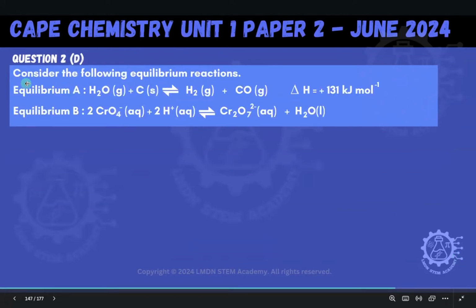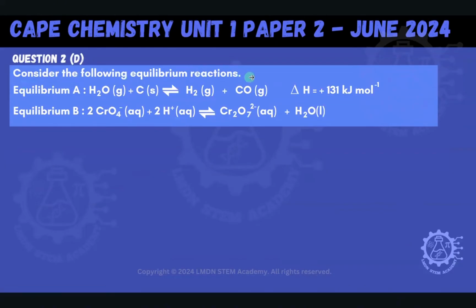So part D now says consider the following equilibrium reactions, right? So let's look at equilibrium A. We have steam and carbon solid being in equilibrium with a mole of H2 gas and carbon monoxide gas. And we see that it has a delta H, or an enthalpy change, or enthalpy of reaction of positive 131 kilojoule per mole. So that means that this is an endothermic process because it's a positive delta H, okay?